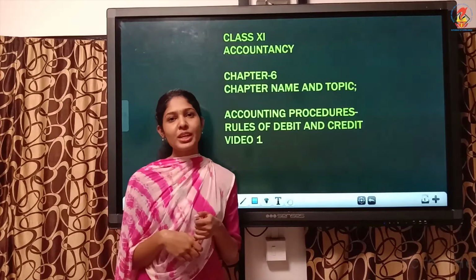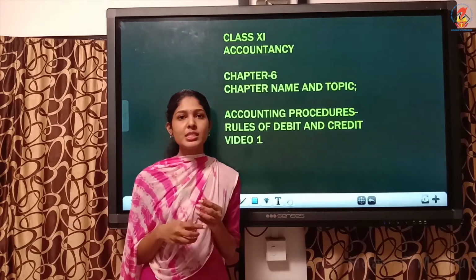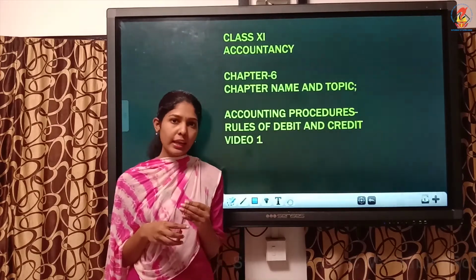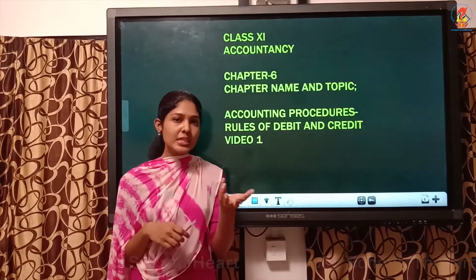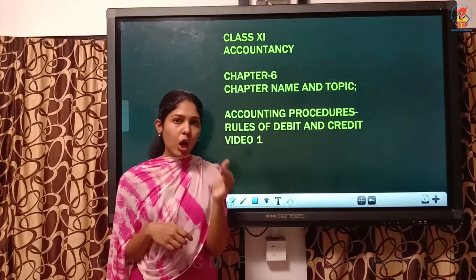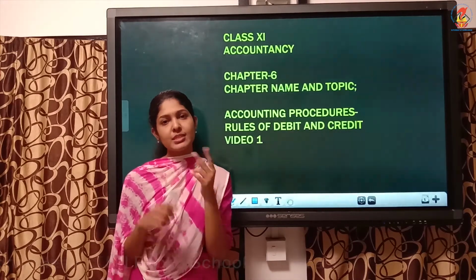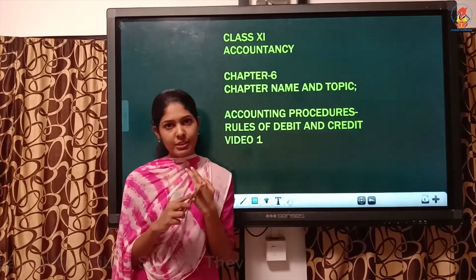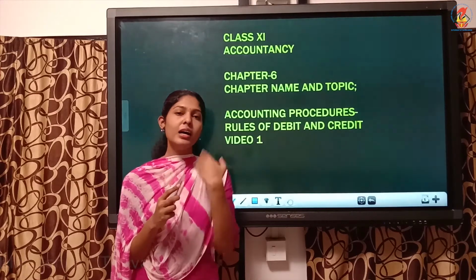We are moving on to the next chapter, chapter 6, accounting procedures, rules of debit and credit. We already learnt the double entry system. What is the double entry system? According to this system, every transaction has two aspects, a debit aspect and a credit aspect. Debit is the receiving aspect, credit is the giving aspect.